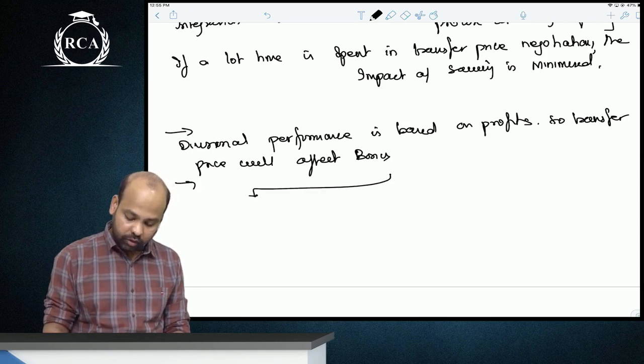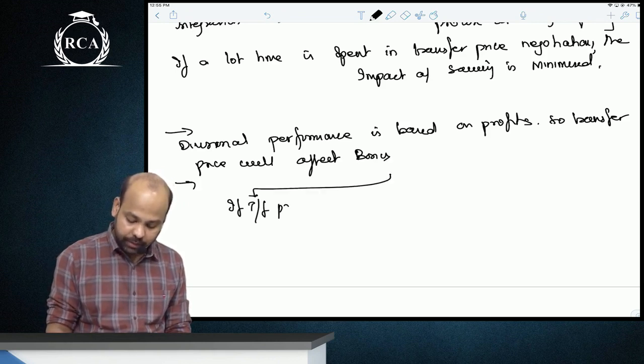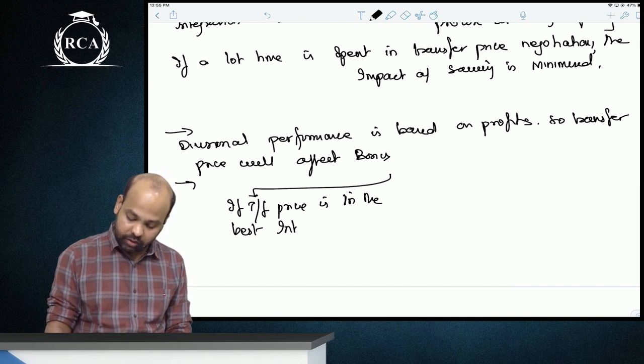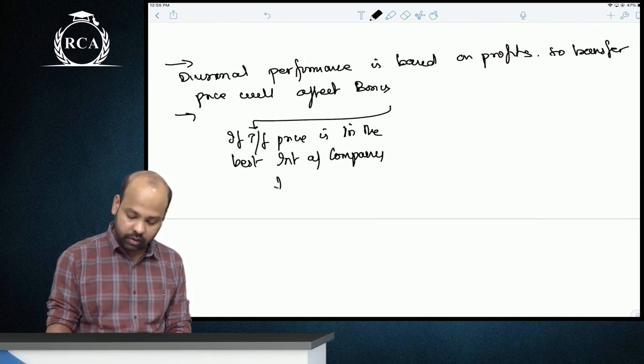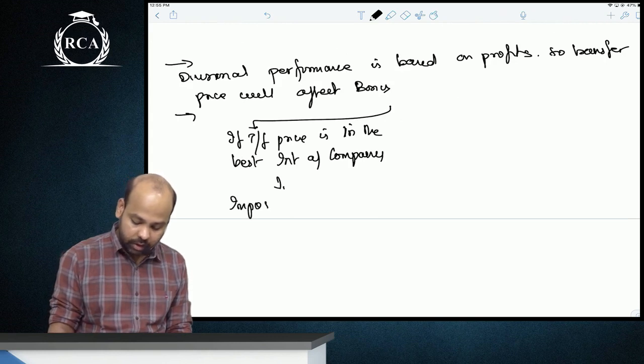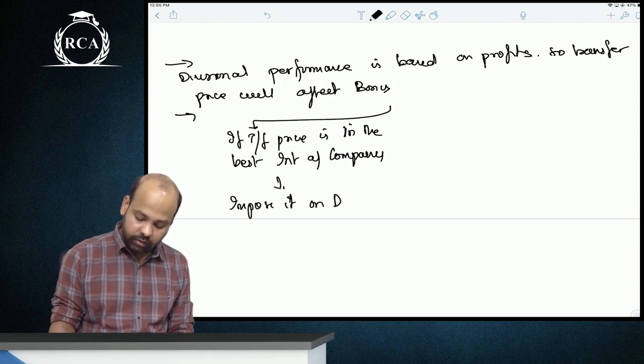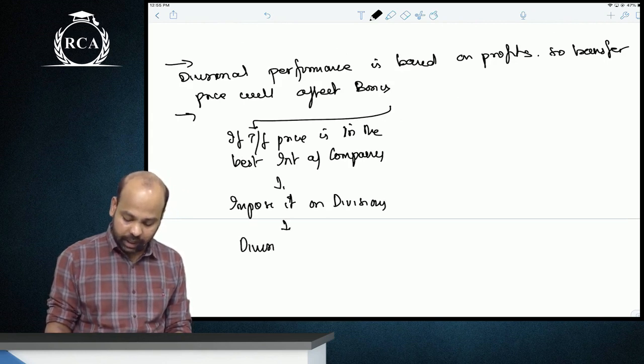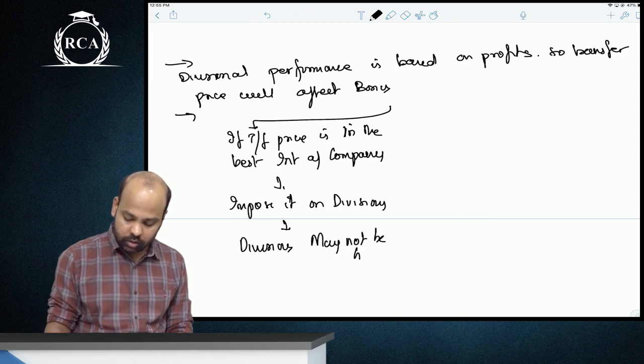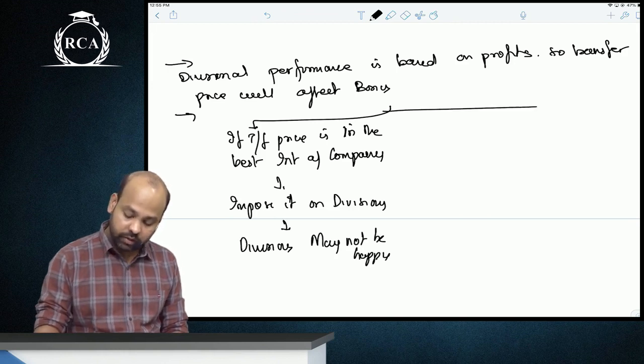Now, if transfer price is in the best interest of the company, impose it on the divisions. Few divisions may not be happy about it, but then no if, no but, finish it. Let us not waste a lot of resources.